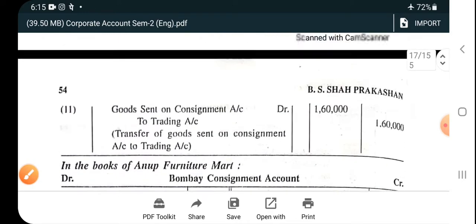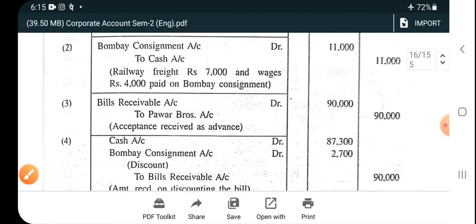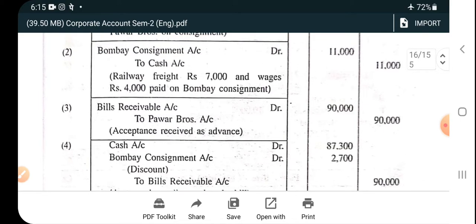Then the third journal entry in the book of the consignor is for the bill drawn by the consignor on the consignee. The consignor has drawn a bill of rupees 90,000 on the consignee.